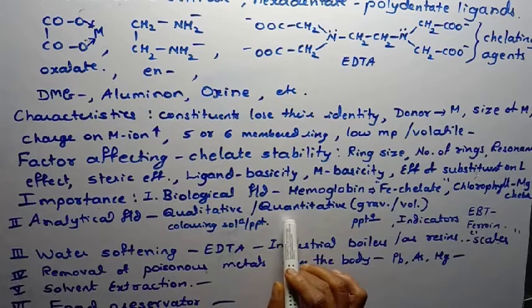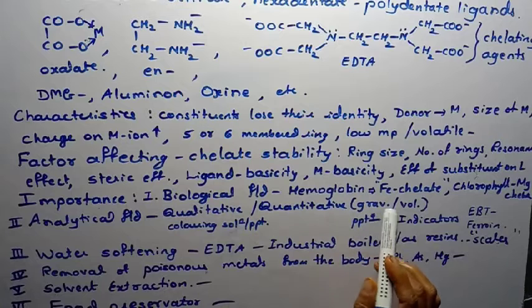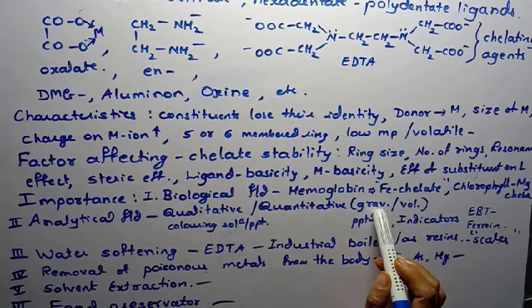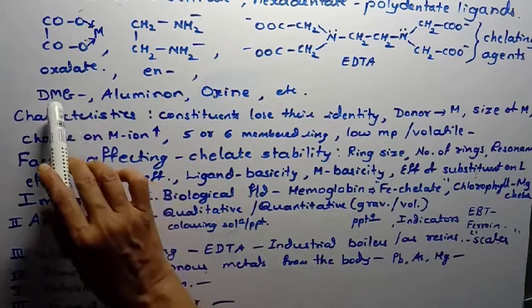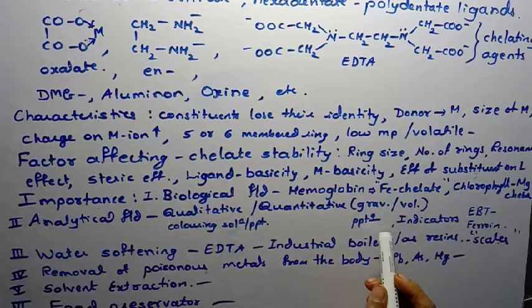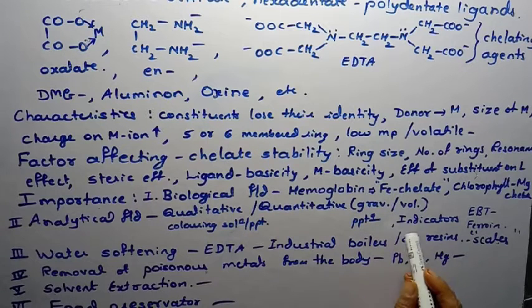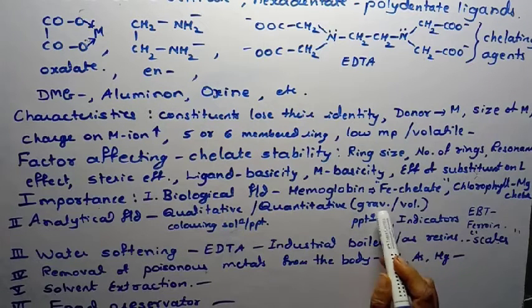In quantitative analysis, whether gravimetric or volumetric, they are used as precipitating agents. The same example we can take, nickel. By using DMG, one can estimate gravimetrically the amount of nickel present in the given solution. Okay. Similarly, aluminium or magnesium can be estimated gravimetrically.